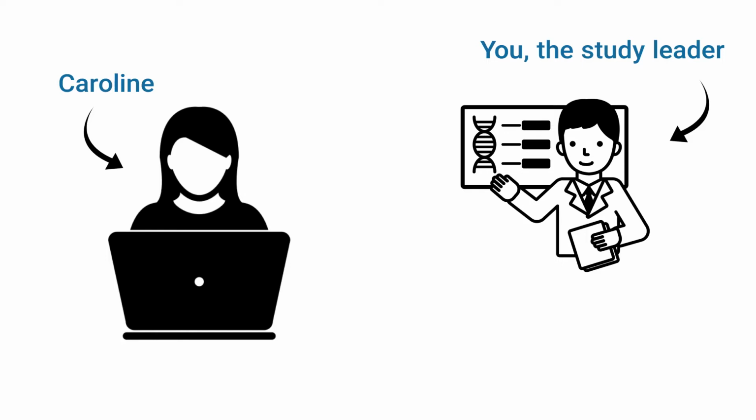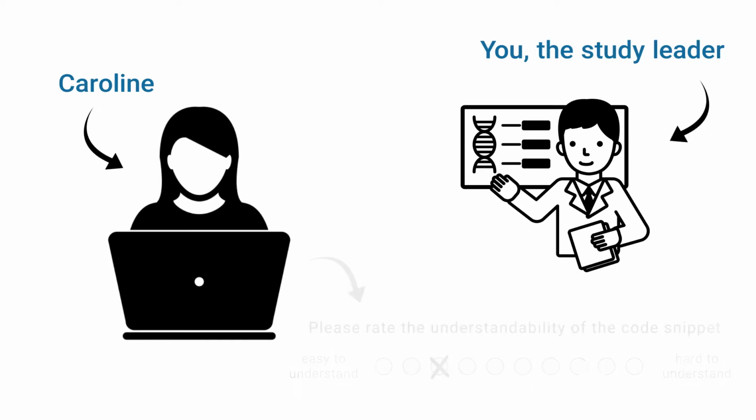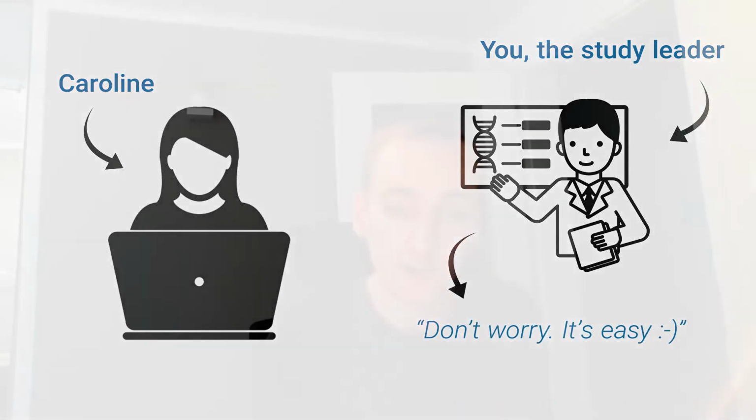Then you start to explain to her that she would have to look at a source code snippet and rate its understandability on a scale from 1, easy to understand, to 10, hard to understand. You notice that Caroline is a little nervous about the upcoming task, so you have good intentions to tell her that the code will not be too difficult to understand. She appears less nervous now and the actual study begins.